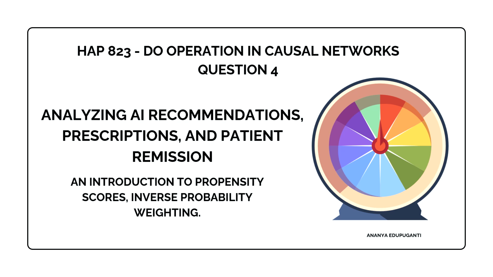Hello everyone. This presentation walks through question 4 from the do operation in causal networks module. We are using a joint probability table of AI suggestion, prescription, and remission outcomes. We'll answer 3 sub-questions and I'll explain what each one means and how we solve them.